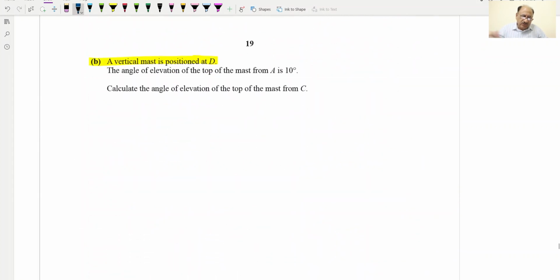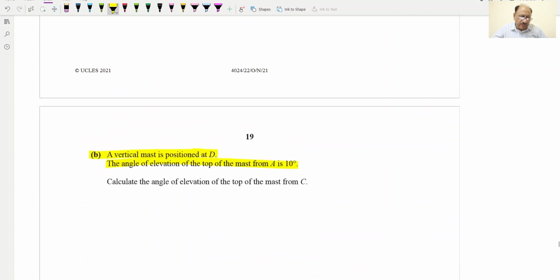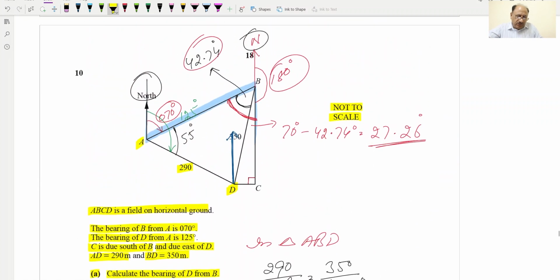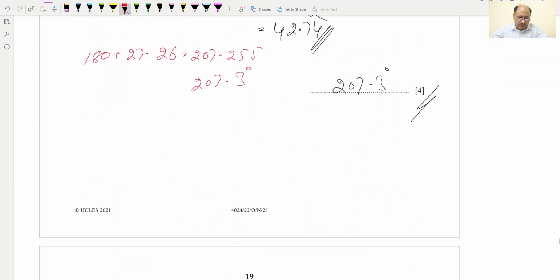Now they are saying next is what? The angle of elevation of the top of the mast from A is 10. Where is that 10 degree angle, that we need to understand. If we draw the horizontal line, it is this one. So now they are saying the angle of elevation from A is 10. So this angle is basically 10. This is the information they have given us.